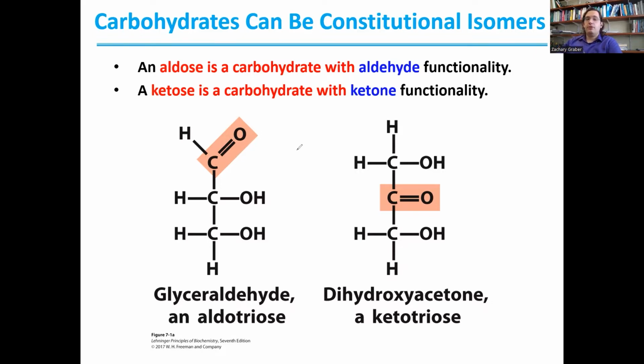So these can be constitutional isomers, the most common of which would be changing between our aldehyde and ketone. So these are both constitutional isomers of each other, where we've just switched up which carbon has our double bond, whether it's a ketone in the middle of our sugar or an aldehyde with that carbonyl at the end of our sugar. So these would be two examples of an aldotriose and a ketotriose, both with the same formula but different functional groups.